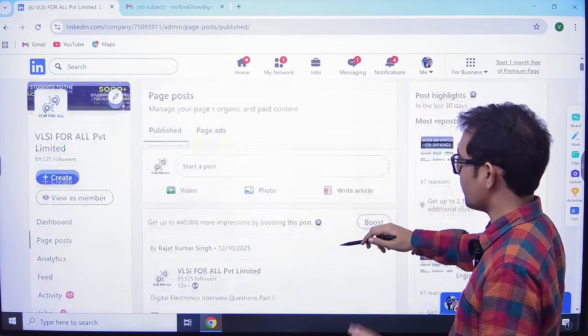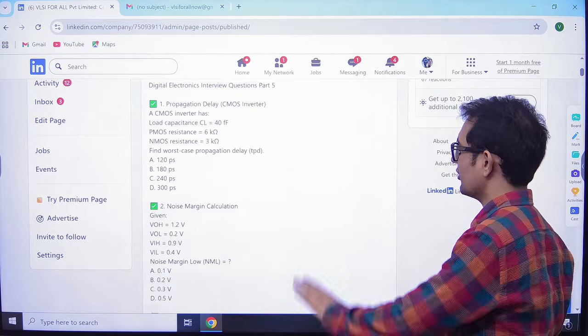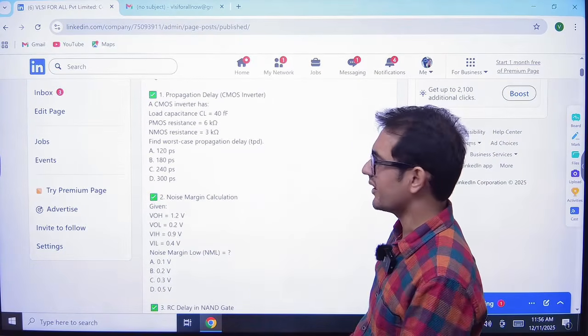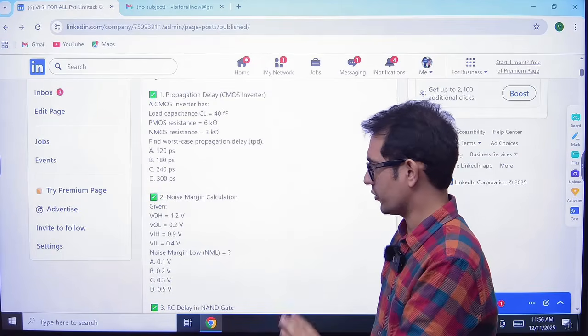So in the last part, this is numerical based mainly, right? This is numerical based mainly. No diagram is there, simple calculation is there. So these are simple but direct questions.